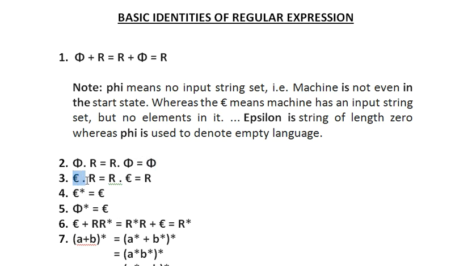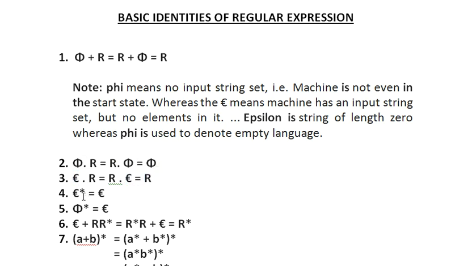Now if we talk about epsilon, as I have told you in one of my lectures, epsilon in terms of regular expression is nothing but 1. It is considered as a 1. So r into 1 means what? R. It's the same concept, the same way you can remember.